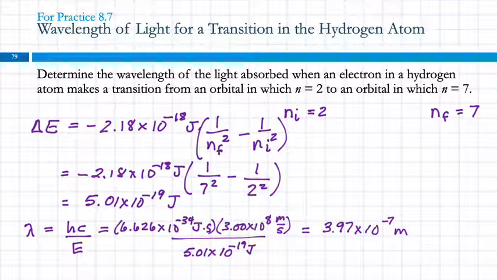I was just going to ask how the sign changed? The reason is that since the initial has a smaller number, this is going to be negative. The final is considered bigger.